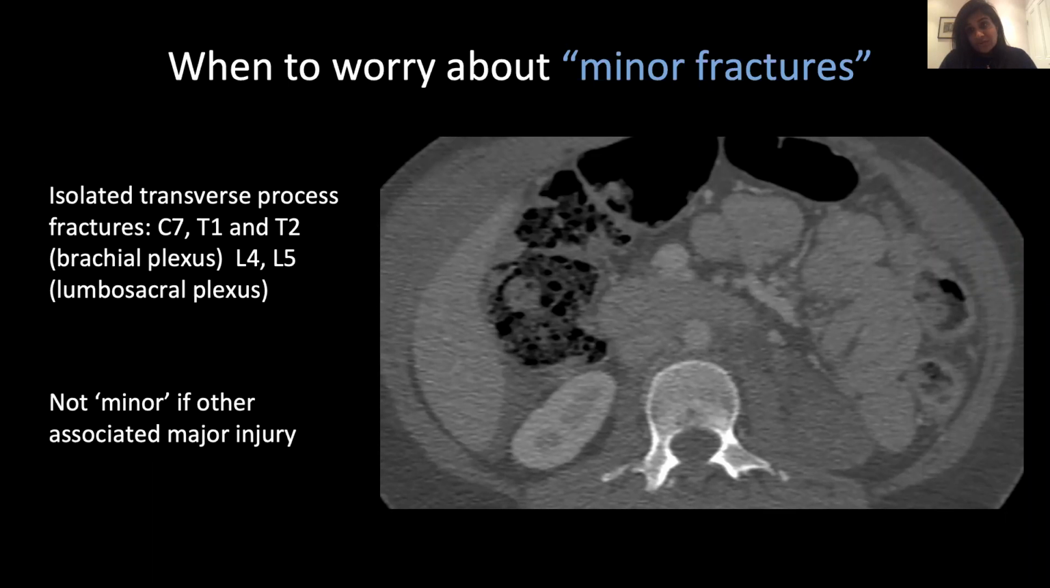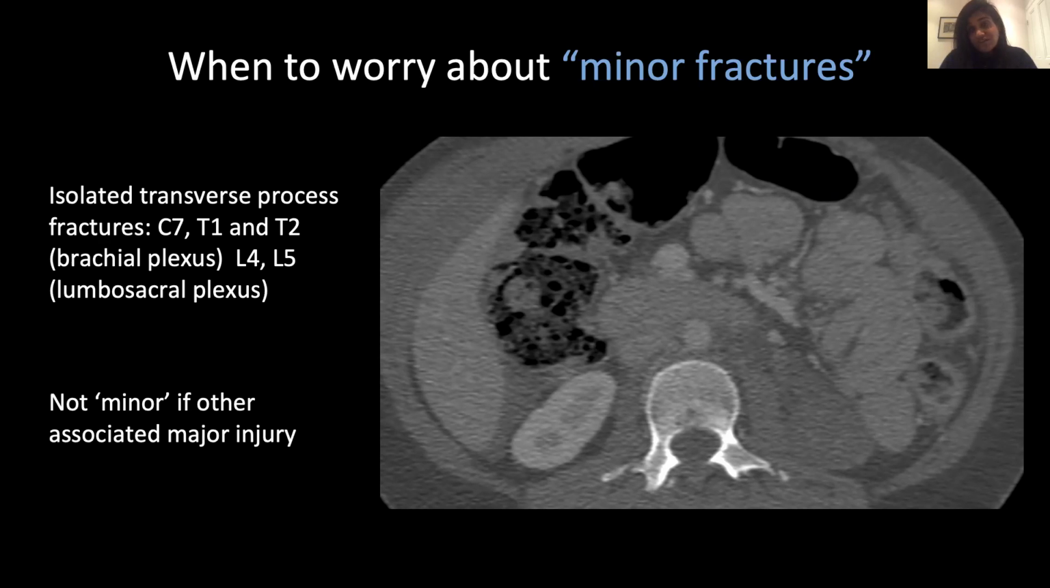So there's been a recent review published in Clinical Imaging this week, which basically showed that transverse process fractures are the most common fractures of the thoracolumbar spine. And they often don't occur in isolation. So they often occur with other contiguous or non-contiguous vertebral injuries, and often occur with abdominal trauma. So if they're associated with other major injuries, they're not really minor fractures.